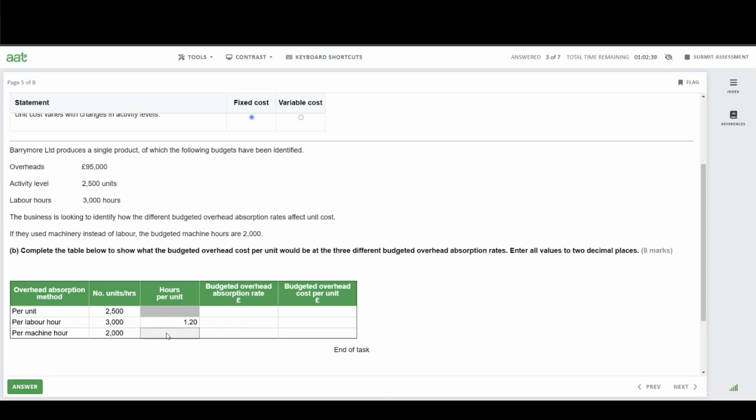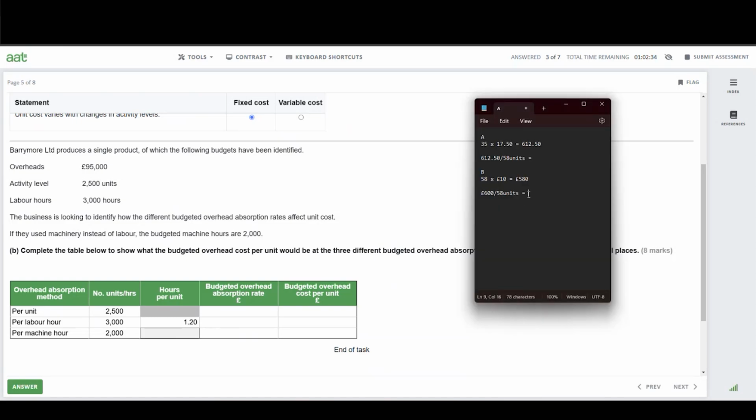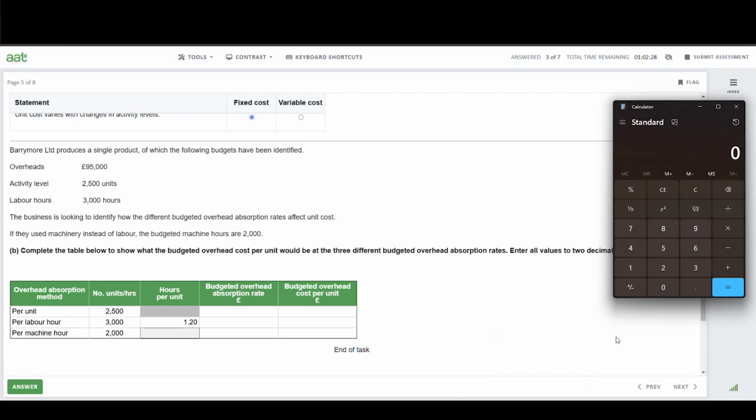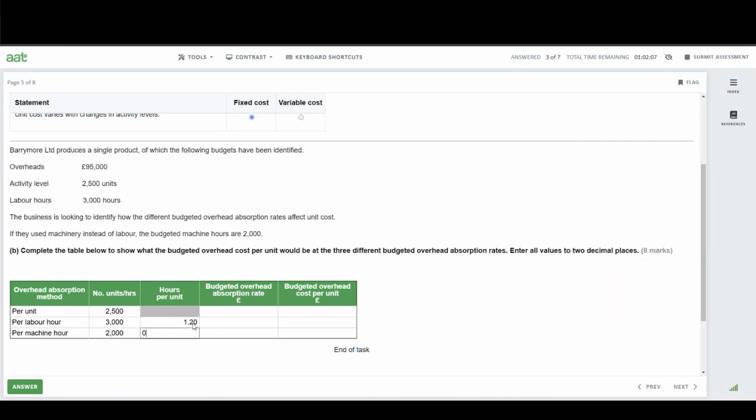We can then go on and calculate the hours per unit if the production was done by machine rather than by labour. So there's 2,000 machine hours divided by 2,500 units. That means for each unit, it will take 0.8 of a machine hour to make it. Again, let's be careful when we enter this. Our answer must be to 2 decimal places, so we need to put 0.80 in there for our hours per unit.